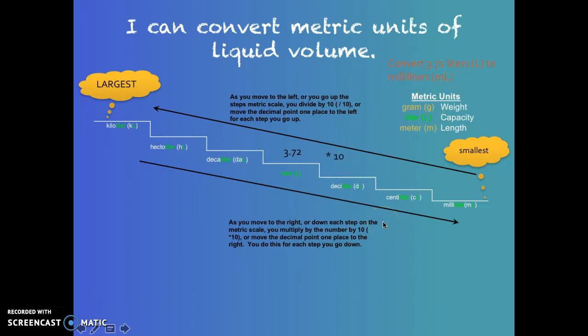So the decimal moves 1 place to the right, 2 places to the right, and finally 3 places to the right. It started here and it moved 3 places to the right because we multiplied by 10 3 times. We took 3 steps to the right. So it takes a lot of milliliters to make up 1 liter.